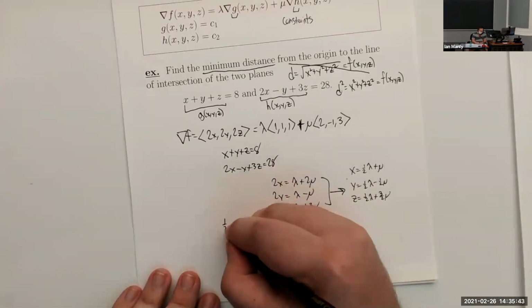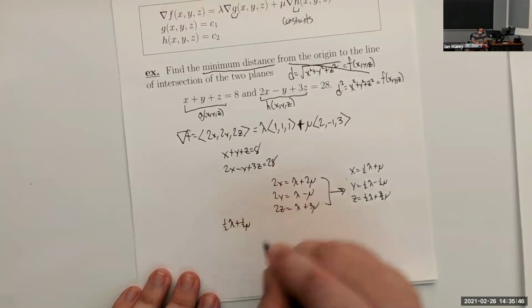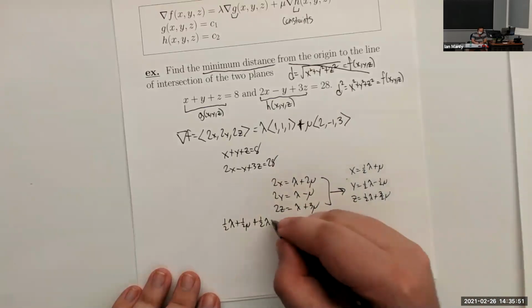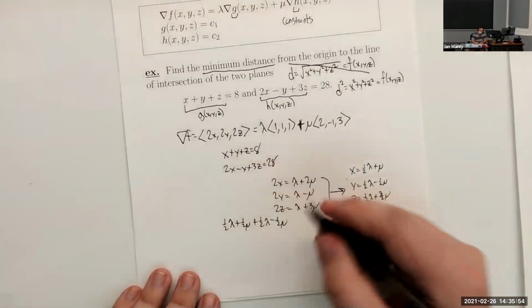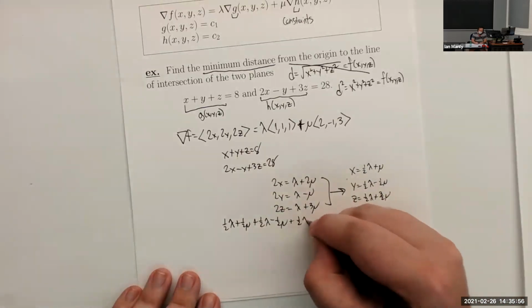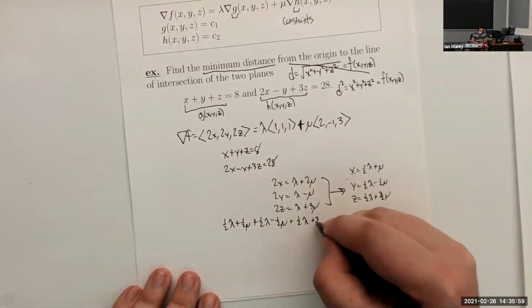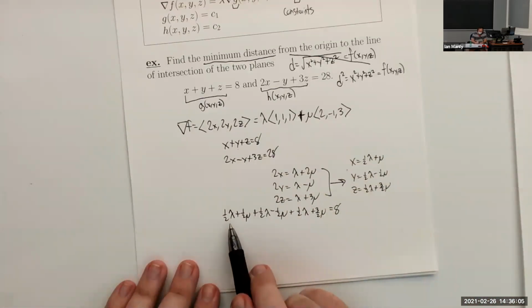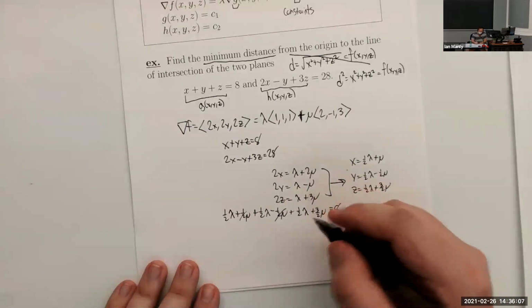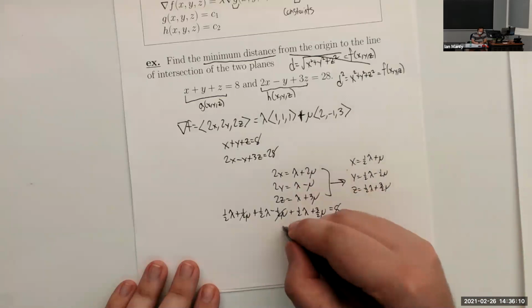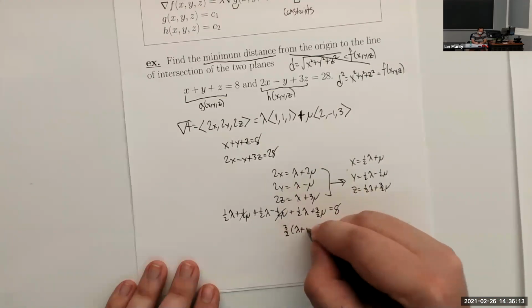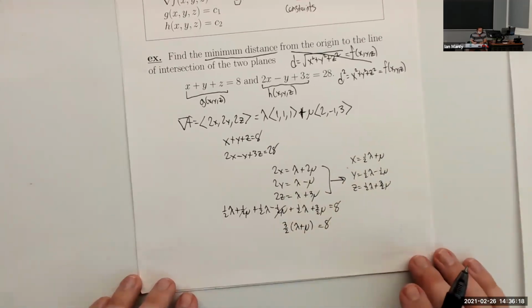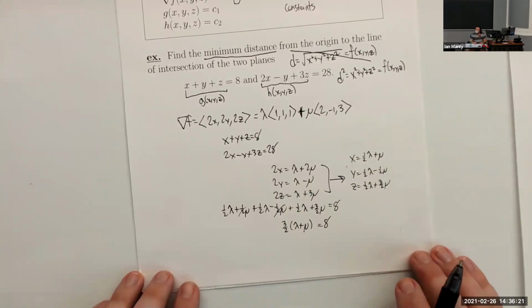So I have 1/2 lambda plus 1/2 mu. That's my x. And then I have 1/2 lambda minus 1/2 mu. That's my y. And then I have 1/2 lambda plus 3/2 mu. That's z. And then we have 8. So if I combine all of these, those will cancel out. And I think I get 3/2 for both of them. Yeah, so I have 3/2 lambda plus mu is 8. All right, so that's what we get from our equation there.